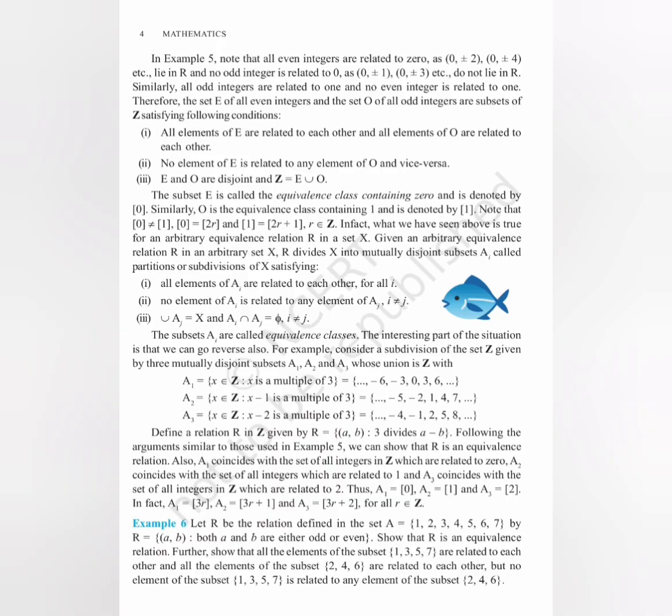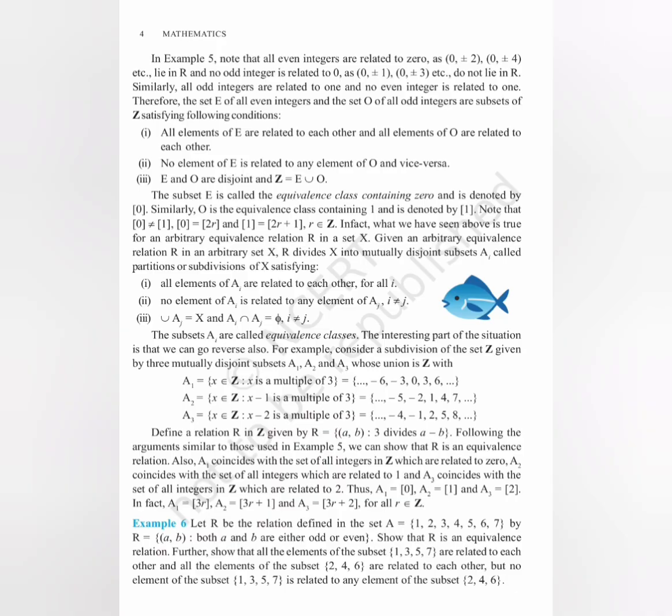Number 2. No element of E is related to any element of O and vice versa. It means no element of E, even numbers, is related to any element of O, odd numbers. So 2, 4, 6, 8 will be in a single sequence, and 1, 3, 5, 7 will be in another single sequence. They will never be related to each other.